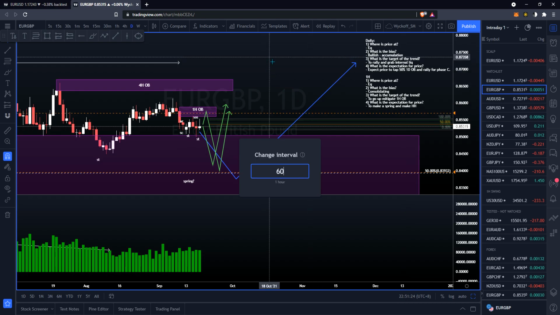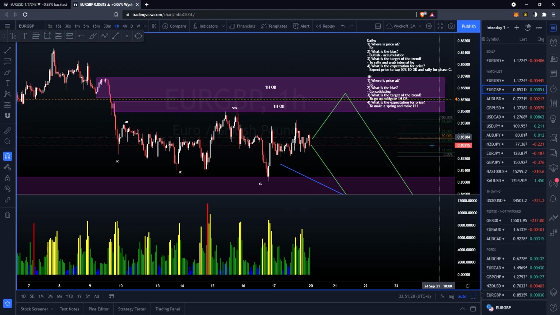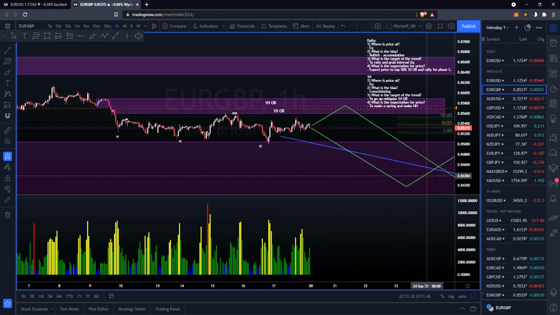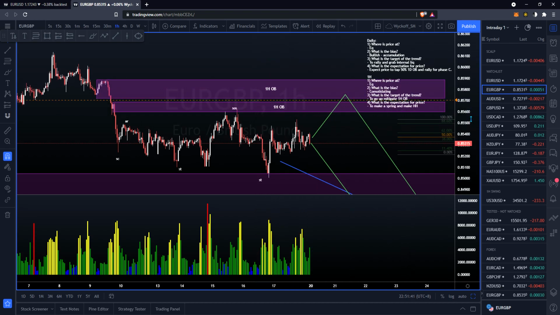So on a lower time frame, I'm expecting price to either go down to the 50% level or to actually go up and mitigate either of the 1 hour order blocks before going down.